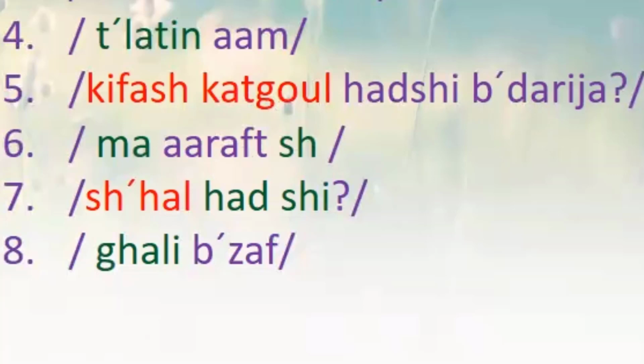All right. Number 6, I don't know. ما عرفتش. Note the use of ma as a prefix and the sh sound as a suffix to make the negative form in Moroccan Arabic. I don't know, ما عرفتش.